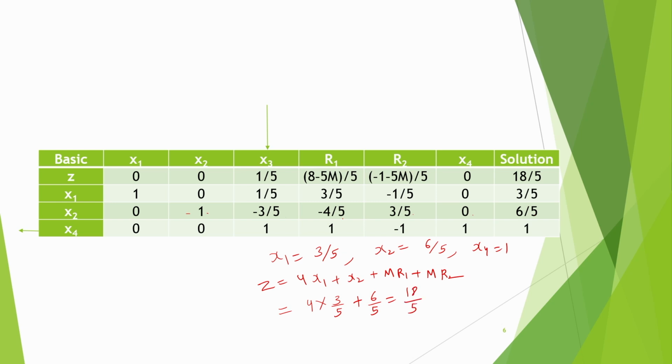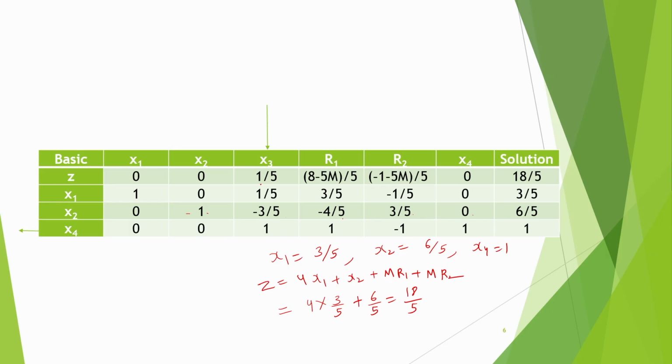Now is everything optimized? No, not yet, because there is one column in the Z row. We can see that x3's coefficient is still positive, it is 1 by 5. 8 minus 5M by 5 is a highly negative number because M is a big one. Another one is minus 1 minus 5M. So this is also a very big number, so this is also not acceptable, and moreover we have eliminated them also. The only thing is that x3 can now become the entering variable.